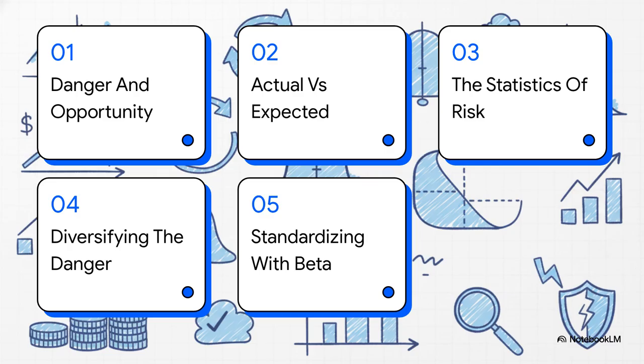1. Danger and opportunity. 2. Actual versus expected returns. 3. The statistics of risk. 4. Diversifying the danger. And finally, 5. Standardizing risk with beta. Let's get into it.